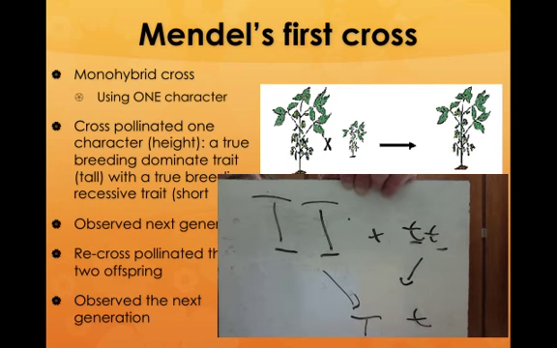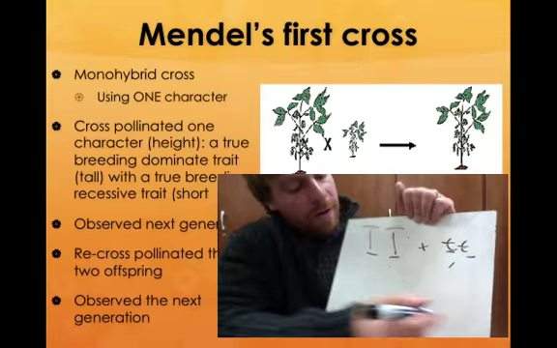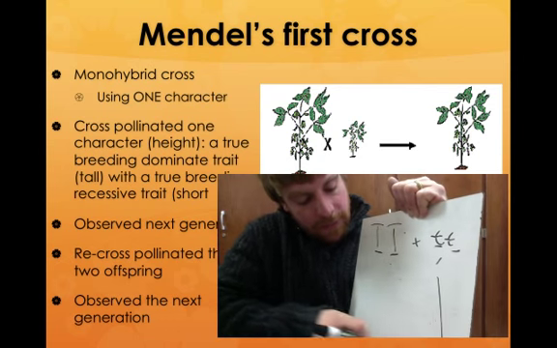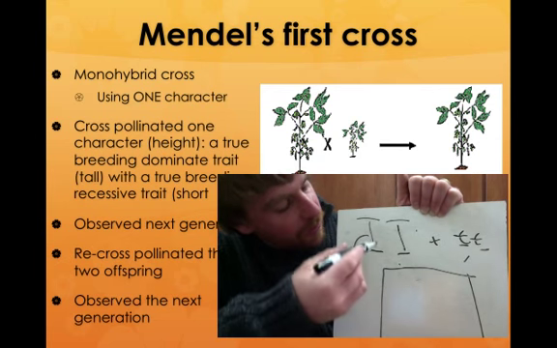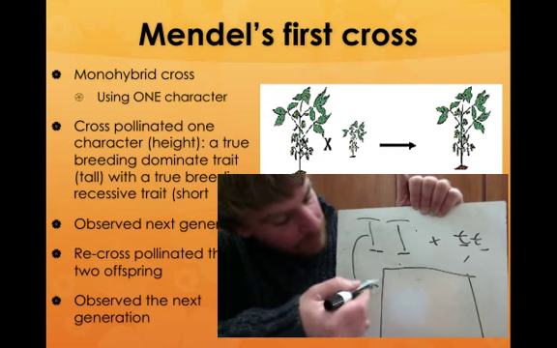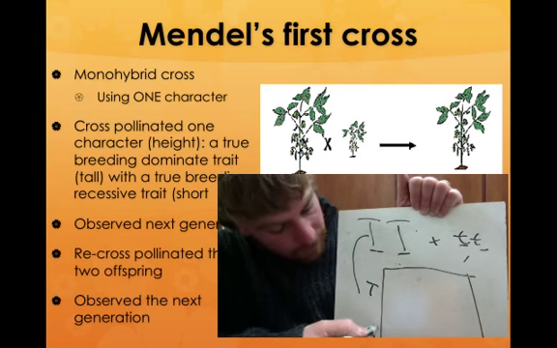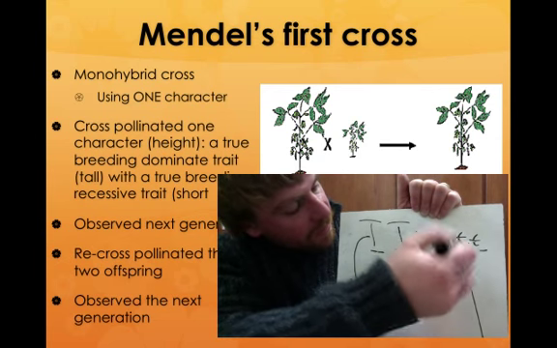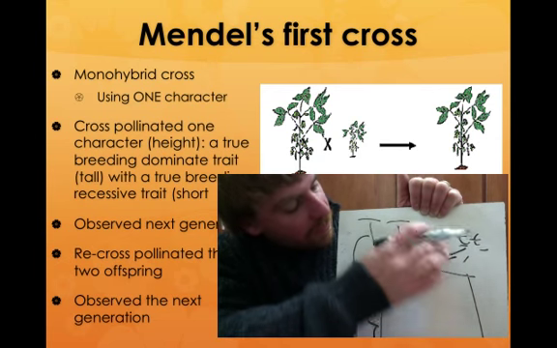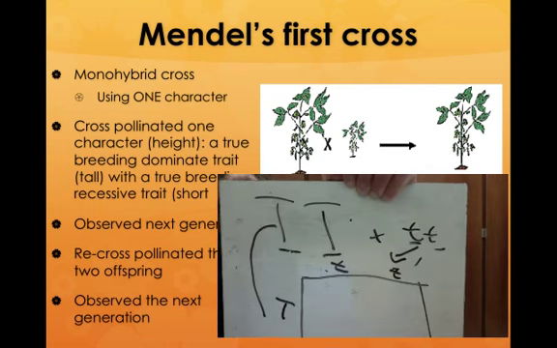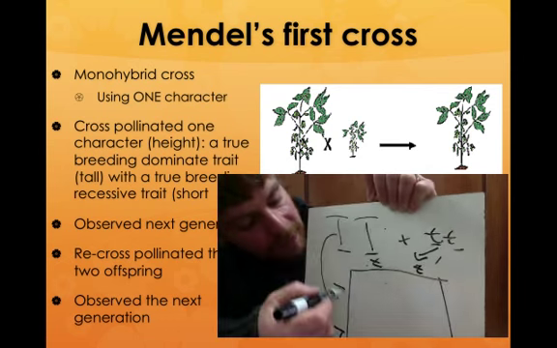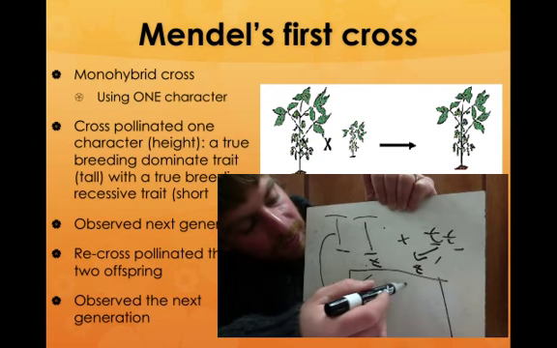Now, we can do something called a Punnett square, which is basically going to show us parent 1 goes on one side. We can donate this or this. And this parent goes on the other side. This parent can donate either a small t or a small t. Now what we do is we match them up.